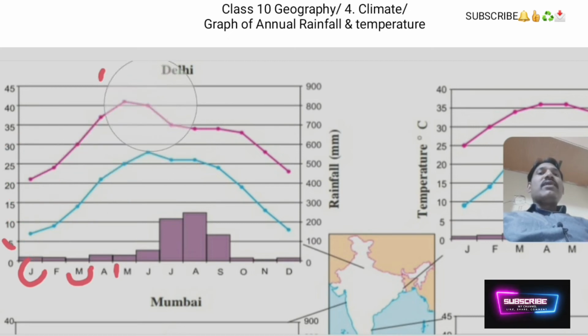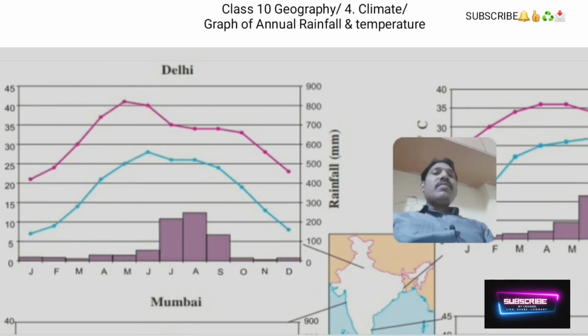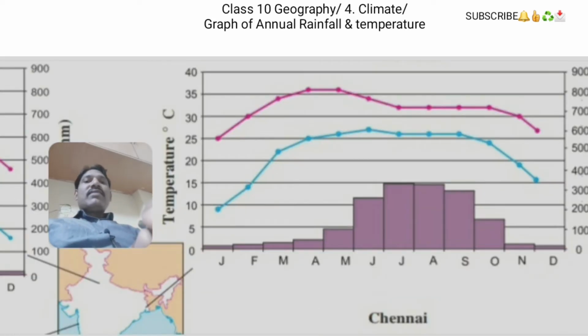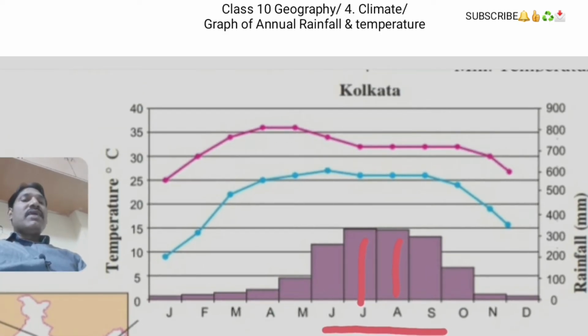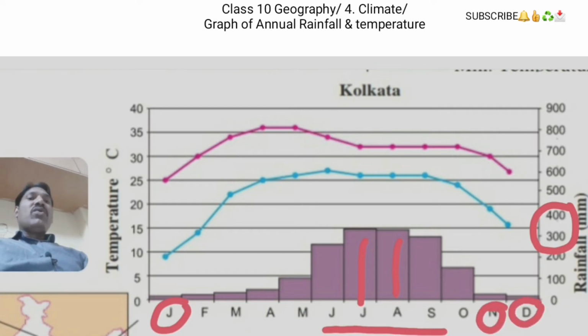Now let's try to understand the temperature and rainfall of Kolkata city. Okay student, as I have just told you, rain falls in India in the months of June, July, August and September. So here we can see in July and August rain falls more in the city of Kolkata, between 300 to 400 millimeter. And the lowest rainfall we can see in January, December and November, below 100 millimeter.